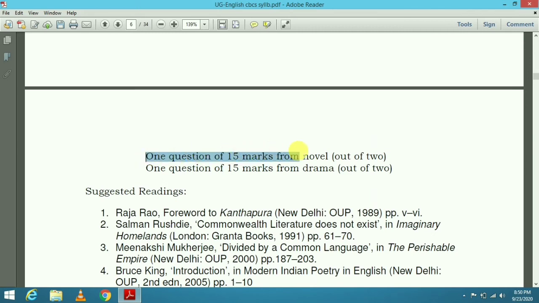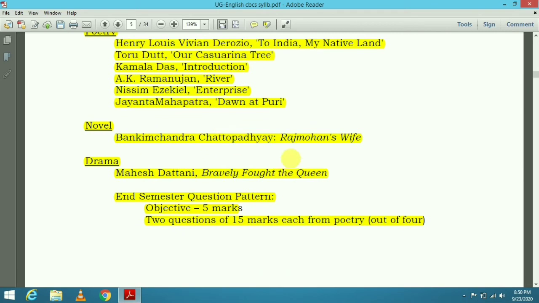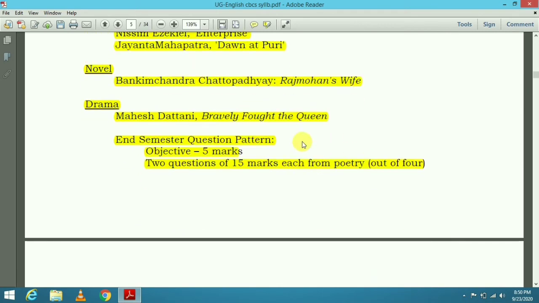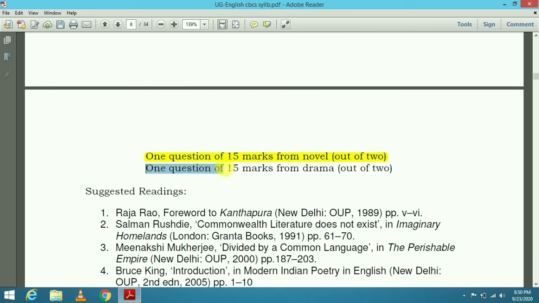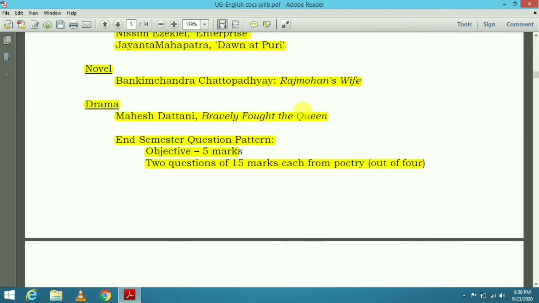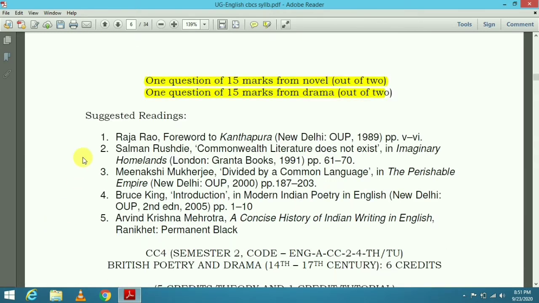Now it says 1 question of 15 marks from novel out of 2. In Rajmohan's Wife, you will be given 2 questions, and out of 2 you have to attempt 1. And in drama, 1 question of 15 marks from drama out of 2. Here it is also the same. There will be 2 questions, and out of 2 you have to attempt 1 in drama.